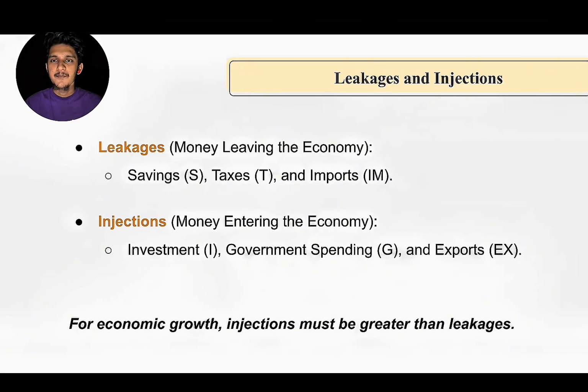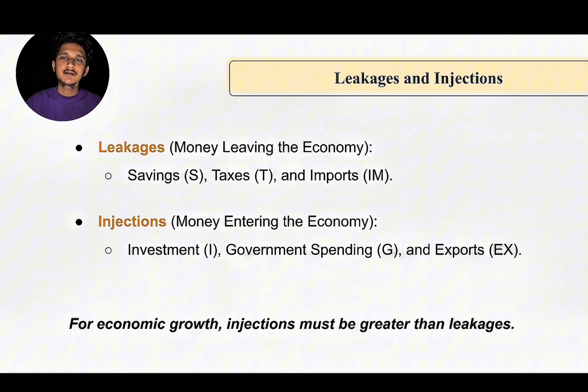Not all money stays in the economy. Some money leaks out while some flows in to keep the economy running. Leakage means money leaving the economy. Leakage can be done by saving, taxes, and imports. On the other hand, injection means money entering the economy. Injection can be done by investment, government spending, and export. It is important to realize that for economic growth, injection must be greater than the leakage.